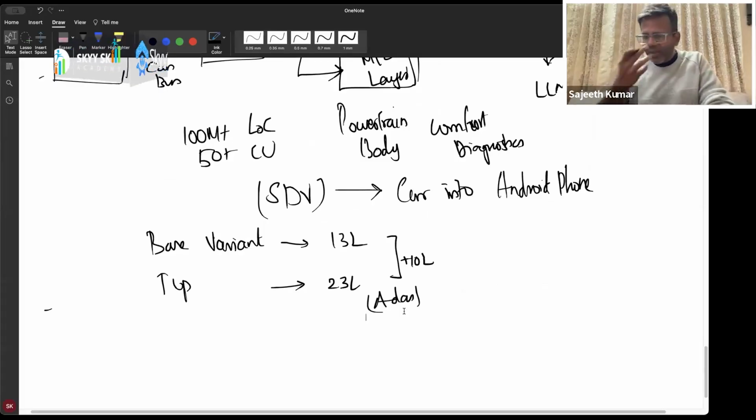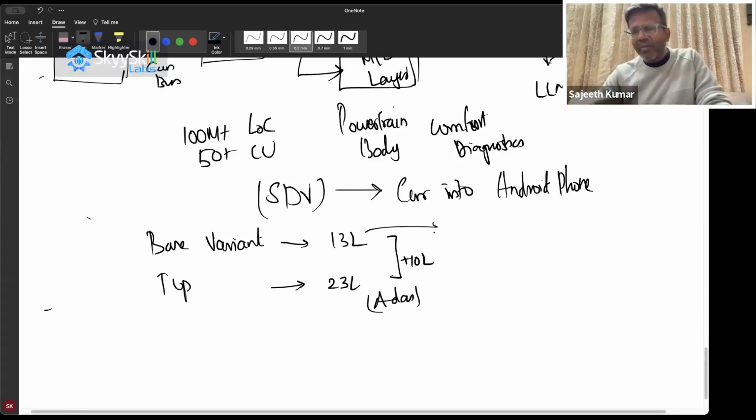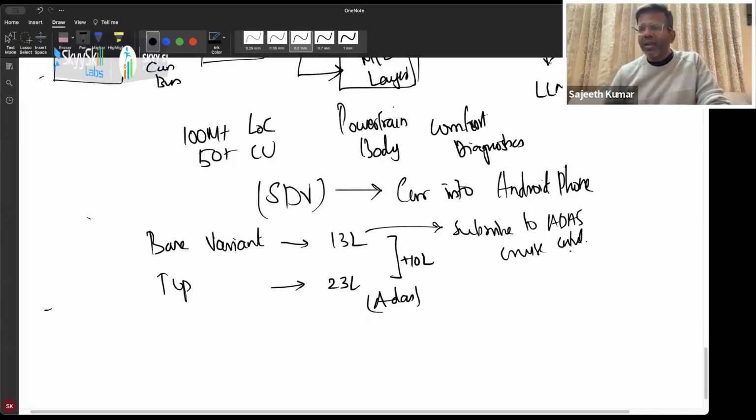Whenever I'm going on a highway, let's say I'm going on a trip or something like that, at that point of time I can subscribe to ADAS features. I can subscribe to cruise control, right? Maybe I can subscribe to something like video in the car, or I can subscribe to more power. Maybe my car has only 100 bhp, but when I'm going on a road trip, I want 150 bhp. I can subscribe.